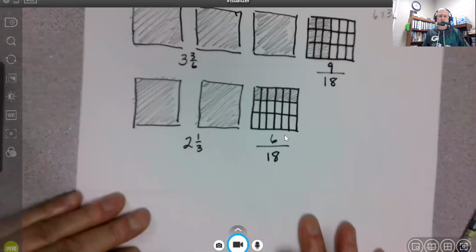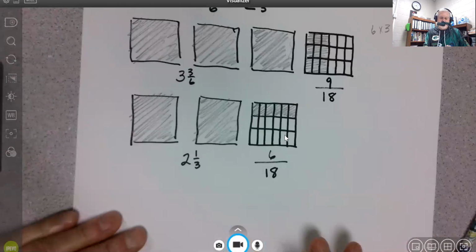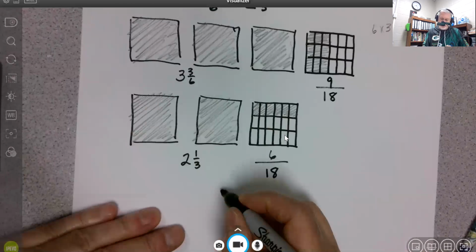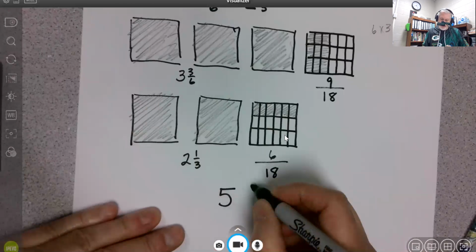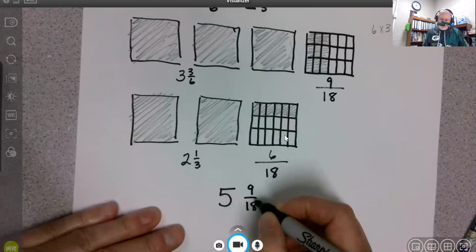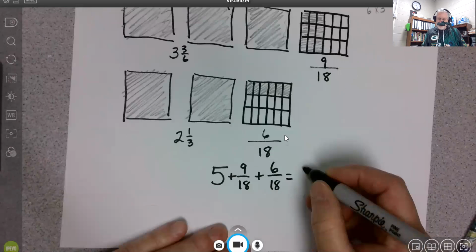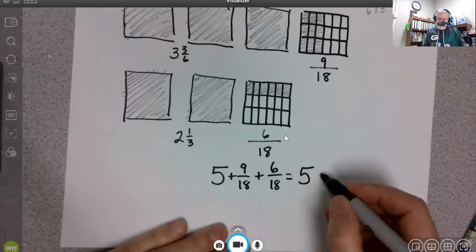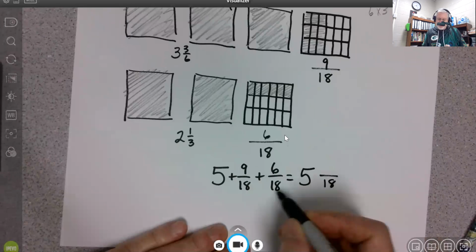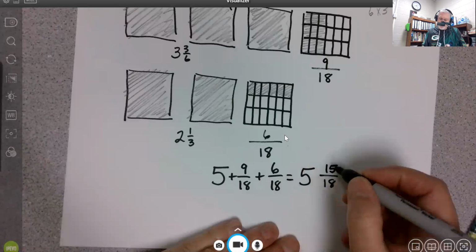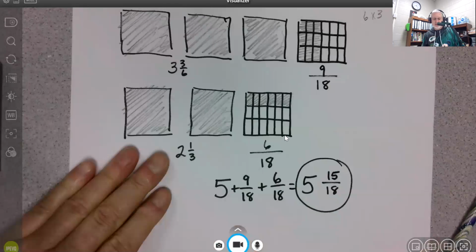Okay. So now I have to add up my wholes, 1, 2, 3, 4, 5. So I have 5 wholes. And then I have 9/18 plus 6/18. So this should equal 5 wholes. And again, I do not add my denominators. They stay the same, but 9 plus 6 is 15. So then my answer would be 5 and 15/18.